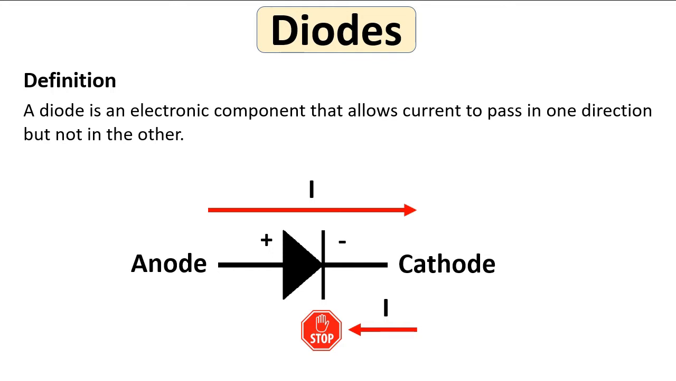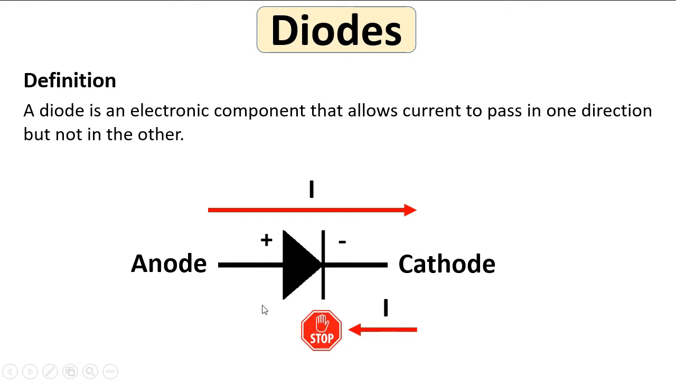As you can see here, this is the symbol for a diode. A diode basically contains two terminals: the positive terminal or the anode, and the negative terminal or cathode.